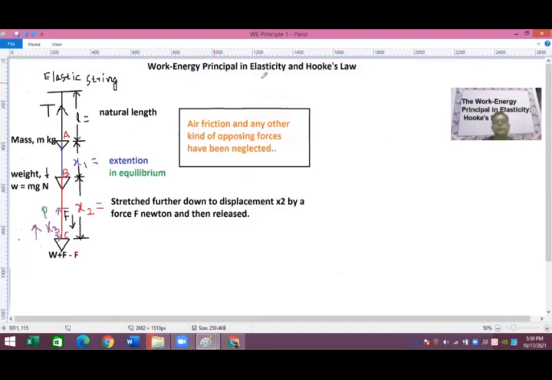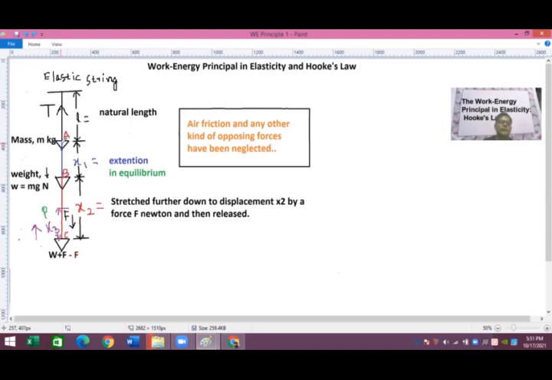So in the work energy principle in elasticity, that is in the chapter Hooke's law, you can see this is a ceiling and one elastic string is hanging over here, and to the other end of this elastic string there is an object attached at this position A, whose mass is m, and due to the weight or due to the acceleration of gravity, the string will go over here.